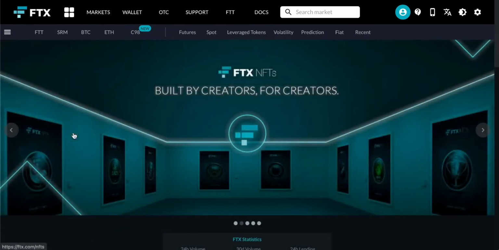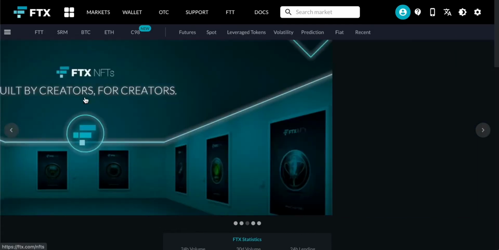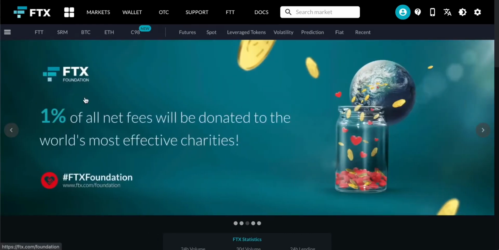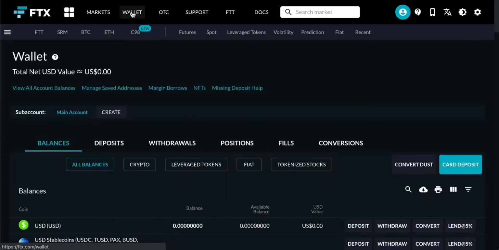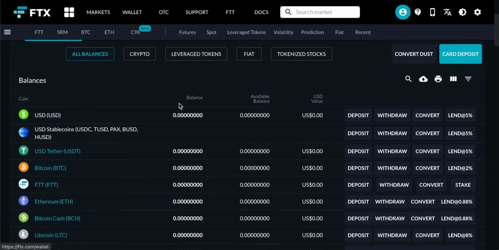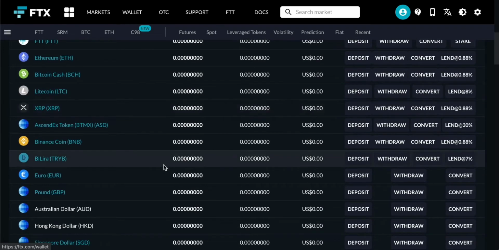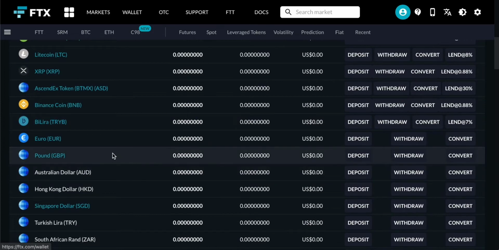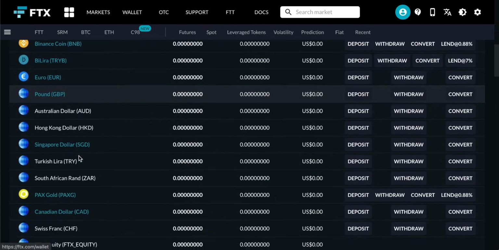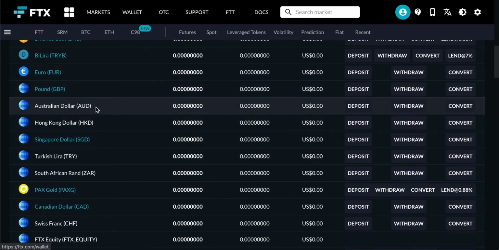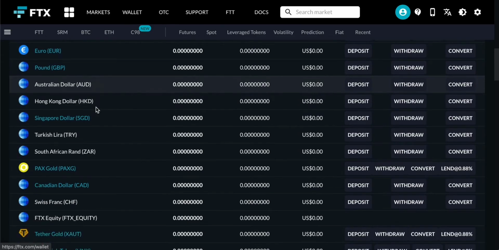Let's come to funding our account then, and there's two main ways you can put fiat currencies on account with FTX. One is a card and one is a bank. The easiest way is to come up to your wallet right here, so click on wallet, and then you can come down and see all of the assets that you can trade, deposit and withdraw. If you're in the UK, yes, you can deposit GBP. If you're in Europe, yes, you can deposit euros as well. Actually, pretty much all of the major currencies are supported, as you can see here.